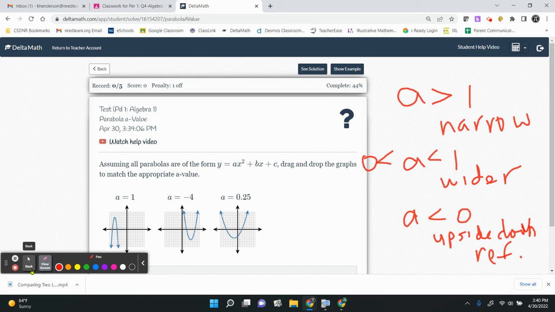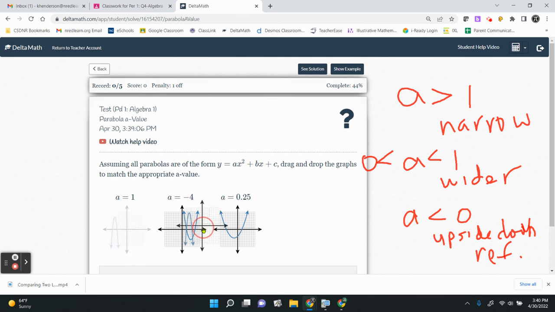Okay. Let's go over to our pictures here. Now these pictures can be swapped in their positions. You can move them around just by clicking them. So I have a equals 1, a equals negative 4, and a equals 1/4 or 0.25. This one has a negative value, so it's the only one that's going to be upside down. So that means this one goes in the middle.